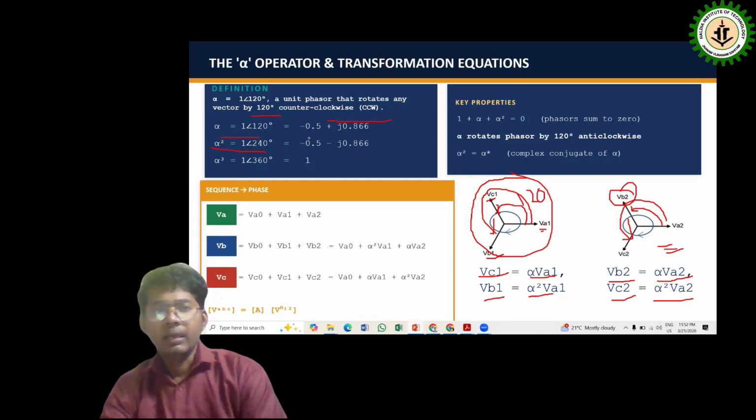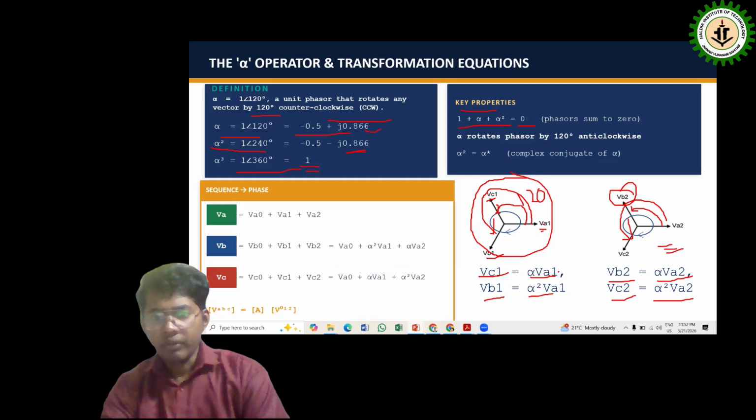Here alpha also we can write as minus 0.5 plus j 0.866, from polar to rectangular conversion. Alpha square again we can write like this. And alpha cube equals 1 at an angle 360, or 1. These are the properties of the alpha shift operator: 1 plus alpha plus alpha square equals 0, the phasors sum to 0.